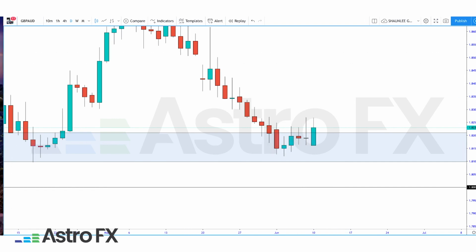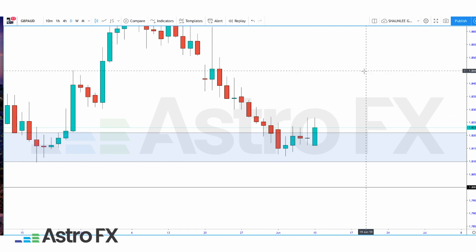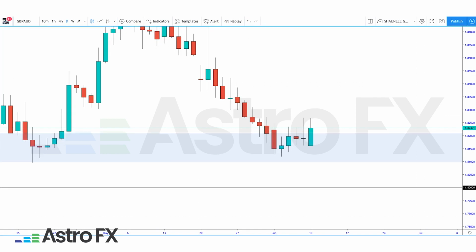Now my toolbar has miraculously disappeared, unless there has been some updates to TradingView on this browser. What the hell? I'll figure that out in a moment.